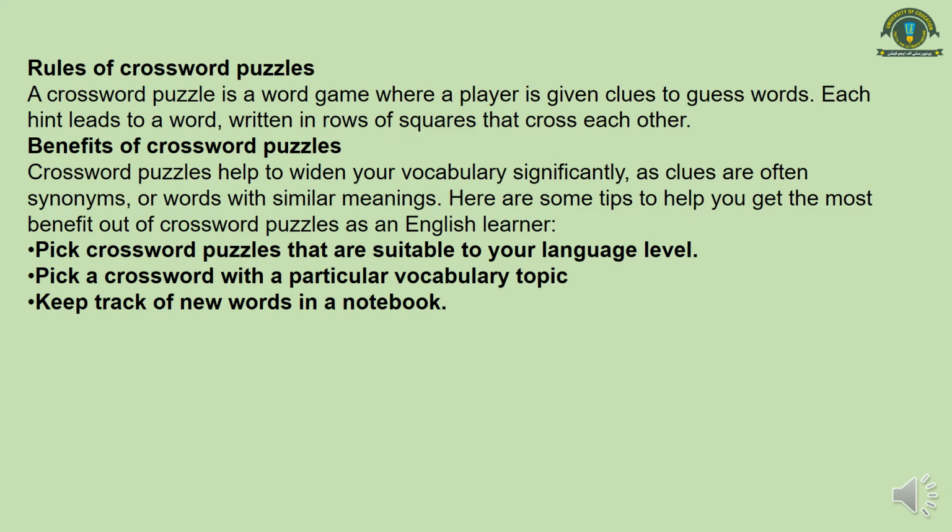So what are the rules of a crossword puzzle? A crossword puzzle is a word game where a player is given clues to guess the words. Each hint leads to a word written in rows of squares that cross each other. This means some words share some letters, and once you find a letter, you will be rewarded with letters of one or more words with the other clues. A hint could be something like the plural form of a person, and the answer might be the people. Or if the hint was offspring, the answer might be a child.